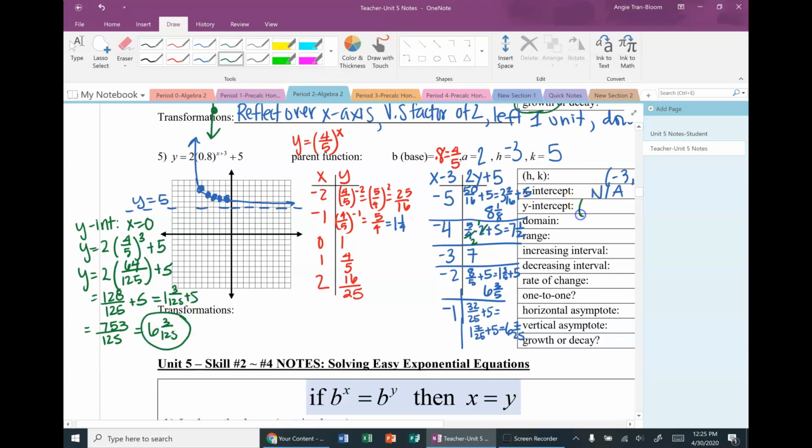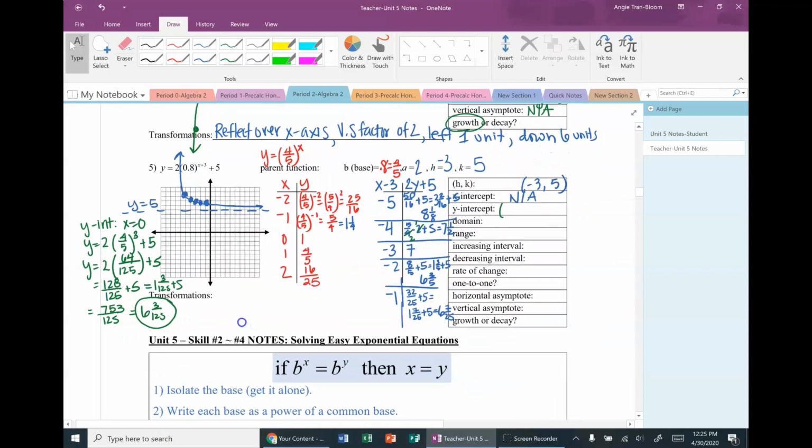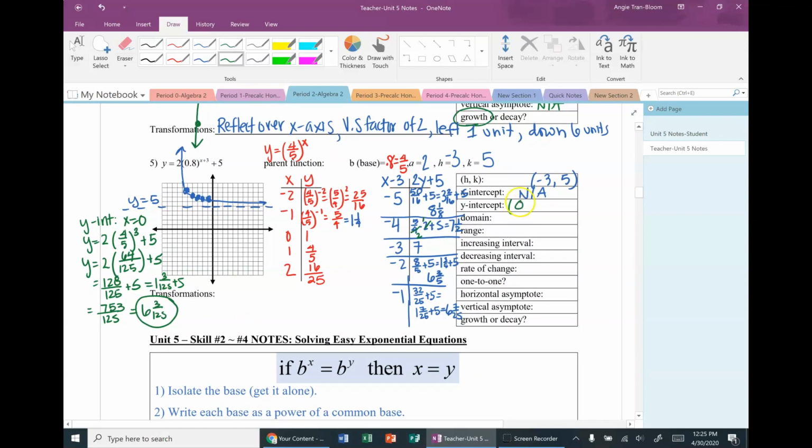And don't forget, y-intercept is a point. X-intercept is a point, so always write it as a point. So 0, 6 3/125. The domain is always all real. I will write the range in interval notation this time. Y is bigger than 5, or you can say 5 all the way to infinity.